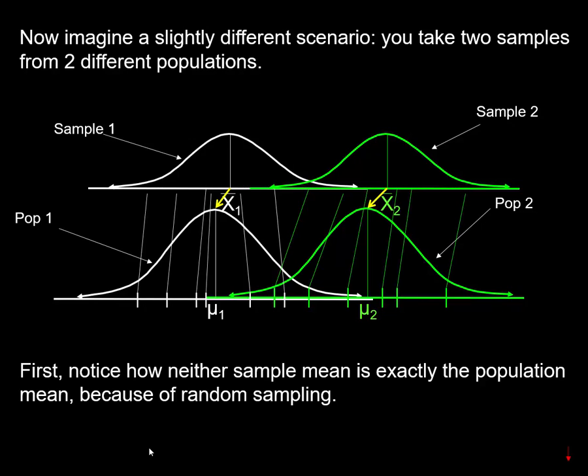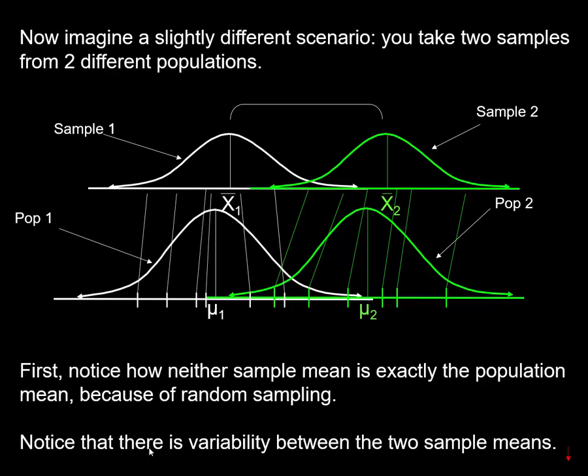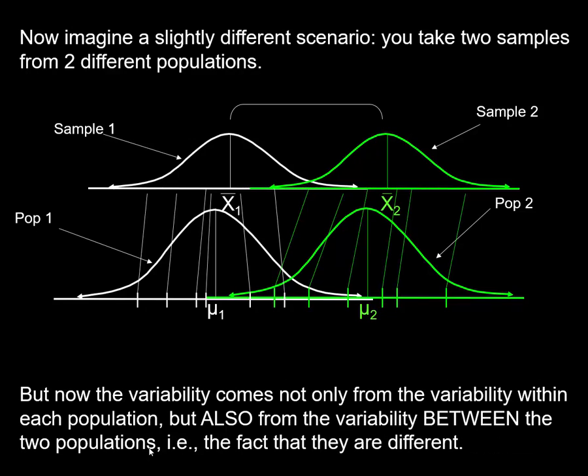So, yes, I've already mentioned this. Notice how neither sample mean is exactly equal to the population mean, and that is, again, because of sampling error, the fact that we're randomly sampling. And once again, there is variability between the sample means. So the sample means aren't exactly equal to each other, as was the case when we took 2 samples out of the same population. But now, there's a new reason for that. There's a new reason that the 2 sample means aren't exactly equal to each other, and that is because they come from 2 actual different populations. So the fact that the population means are different from each other is also causing the sample means to be different from each other.